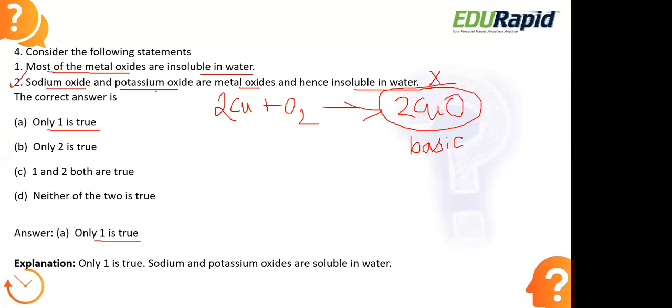Since these are soluble in water, these two metallic oxides will get dissolved in the water. They are soluble in water, so they can be called alkalis. Here the statement says they are insoluble in water. No, that is not actually true. They will get dissolved in the water, because they are alkali metals. Okay, moving to the next question now.